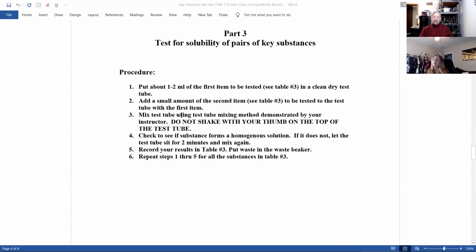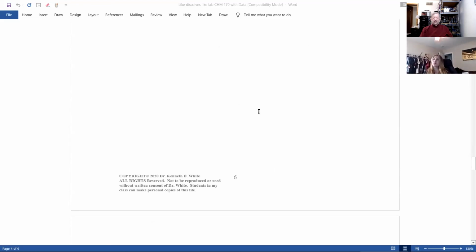Now, for some fun, to make this lab interesting, I have some key pairs to mix. And you do the same thing. Mix 1 or 2 milliliters or so of the first item, add some of the second, and then mix it and see if it's homogeneous.